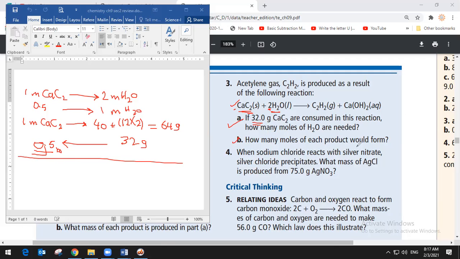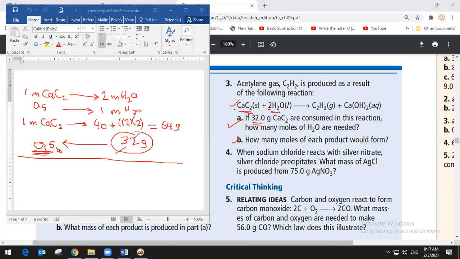Let's try to work letter B together. We still have about 5 minutes, so we need to do it. How many moles of each product would form? That's easier now. We already know that the 32 grams of CaC2 represent how many moles, as we calculated? Kiara? The 32 grams of CaC2 represent how many moles? 0.5. Good.